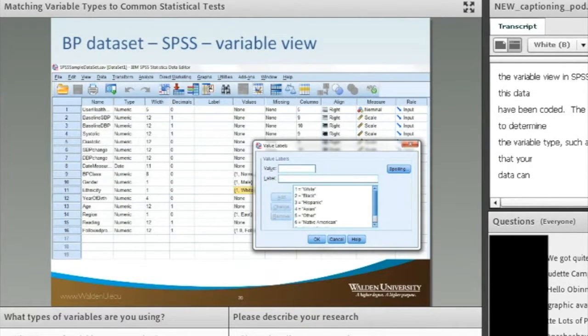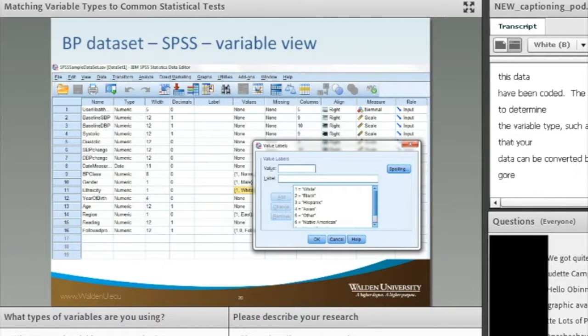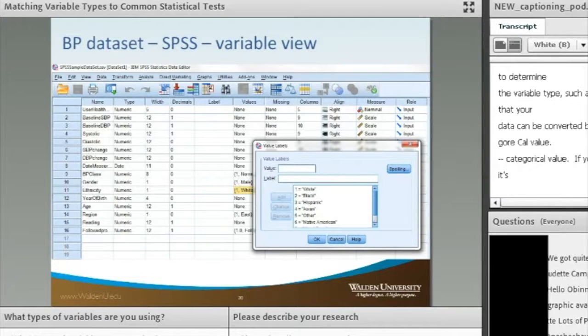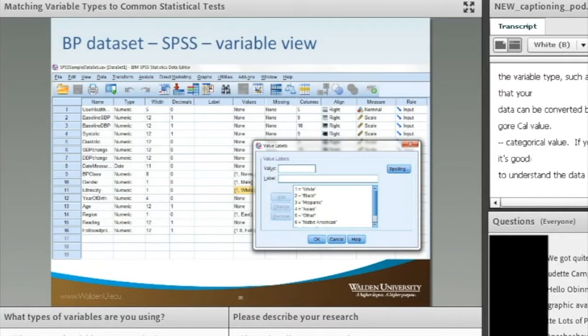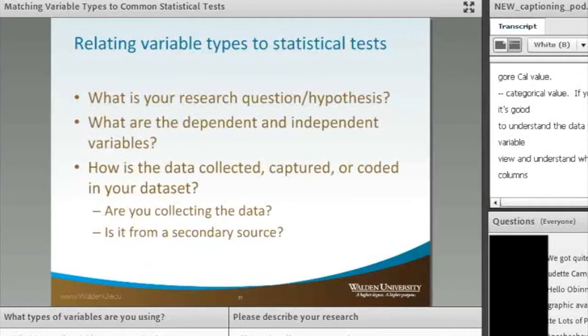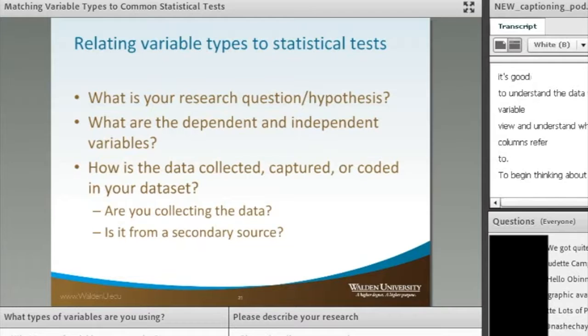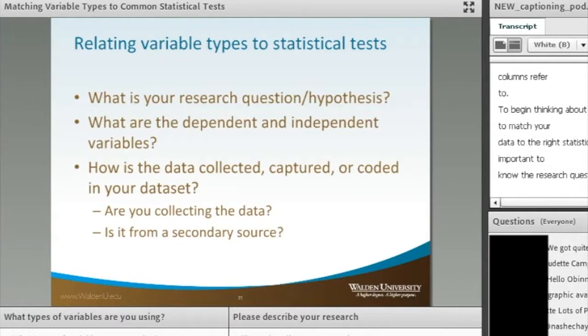So if you're using SPSS, it's a good idea to understand the data view as well as the variable view and understand what all of those columns refer to. To begin thinking about how to match your data to the right statistical test, it's important to know the research questions you're trying to answer and the hypothesis you're trying to test.